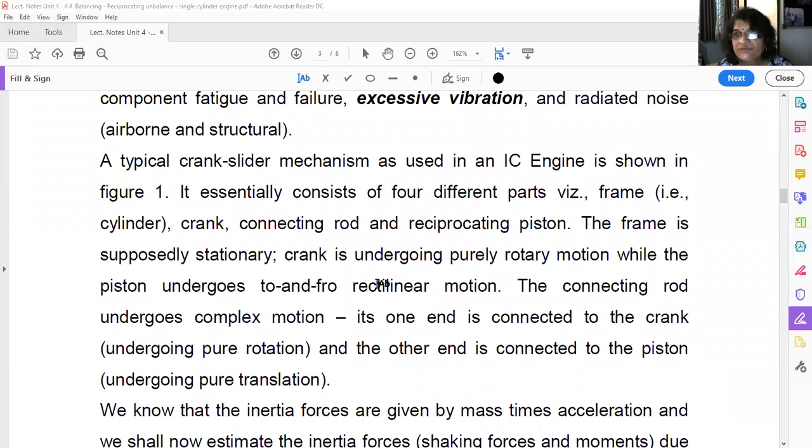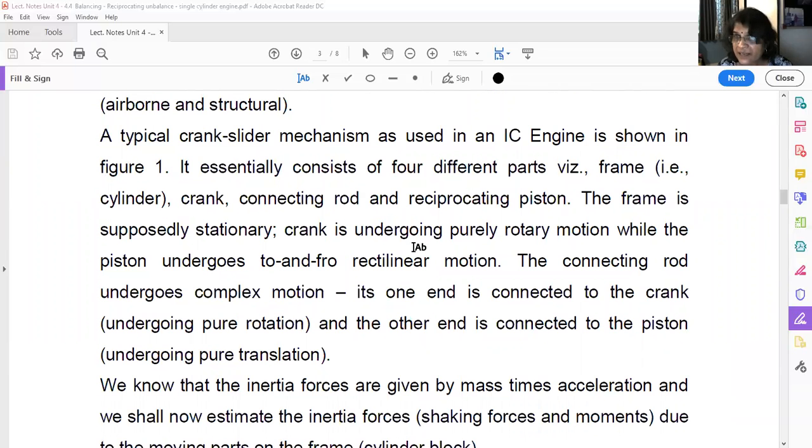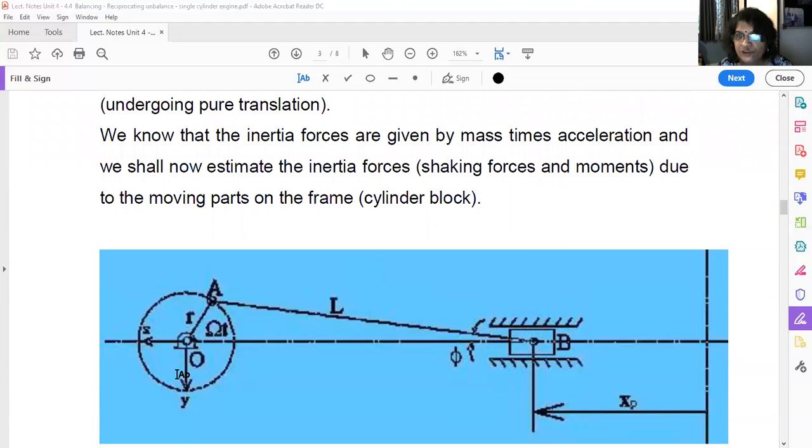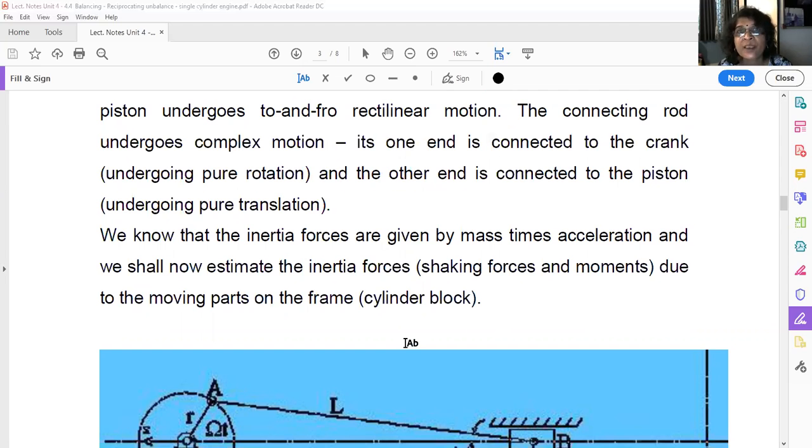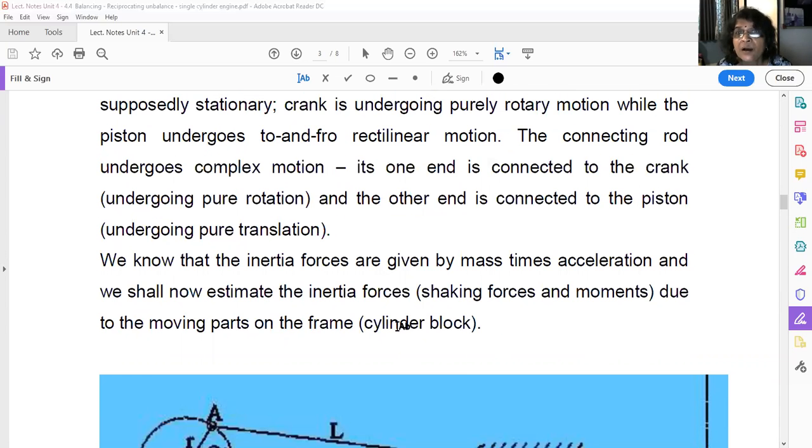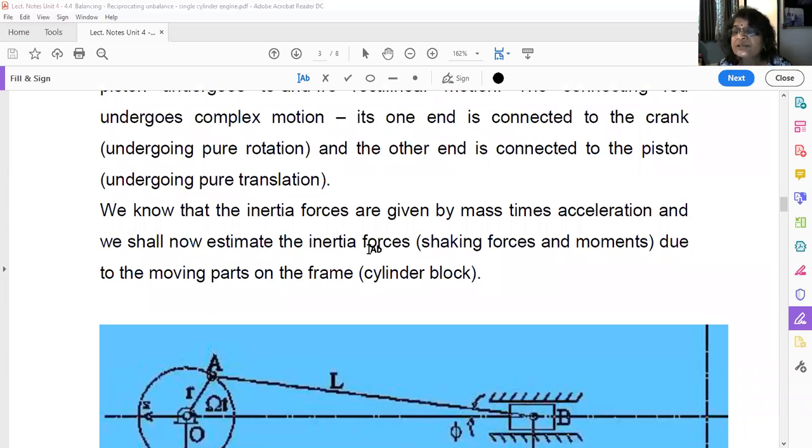It consists of these four parts. The crank undergoes purely rotary motion, and the piston has pure sliding motion. And what is the motion of the connecting rod? The connecting rod connects the piston and crank. At one end it is rotating completely, at the other end it is sliding completely. So what type of motion does the connecting rod have? It is an oscillatory type motion. Because of this, inertia forces are developed.